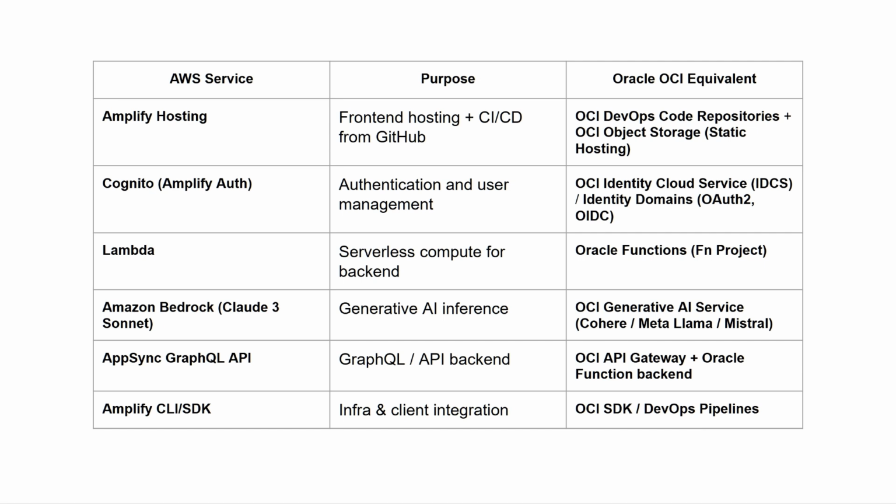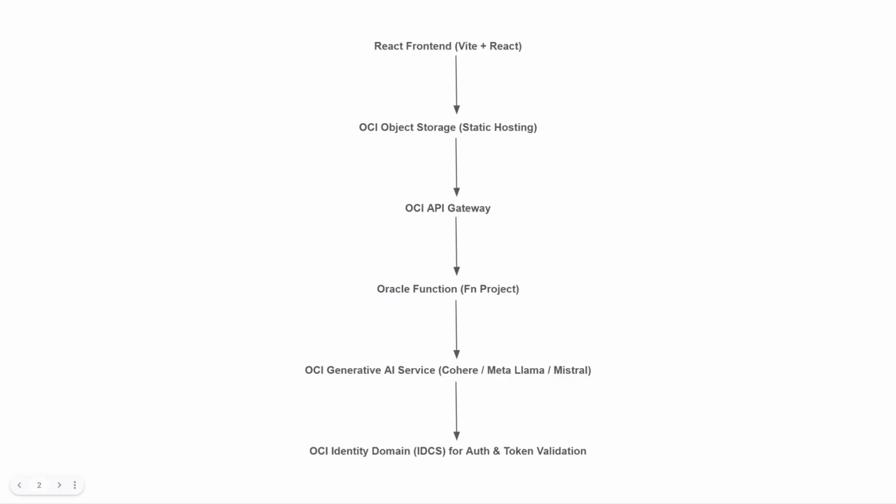So as you can see, the same cloud native application design is fully portable. OCI offers a comprehensive set of equivalent tools to recreate a complete serverless architecture originally built on AWS. So we are going to build the same application which we built in AWS. Now we'll use the equivalent OCI services and implement it. The flow is going to be like this.